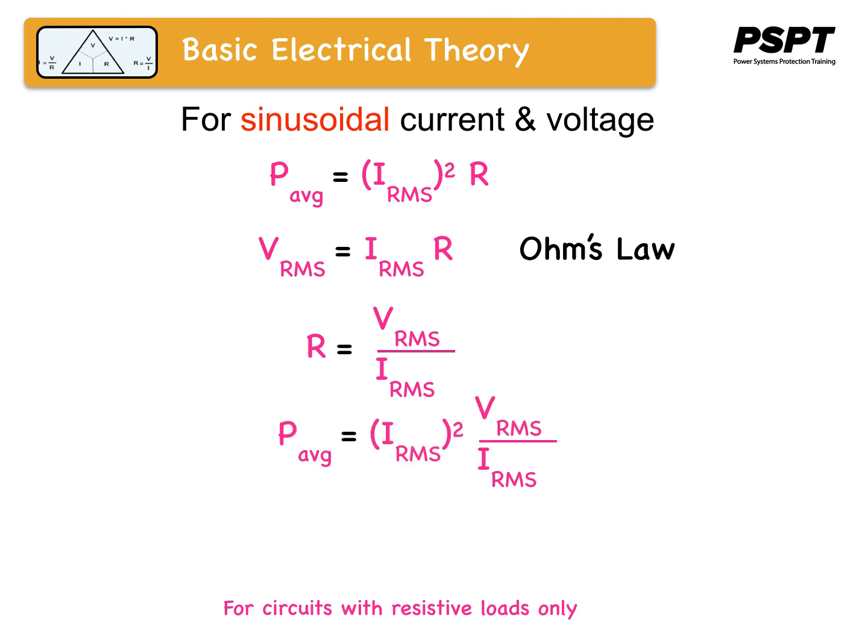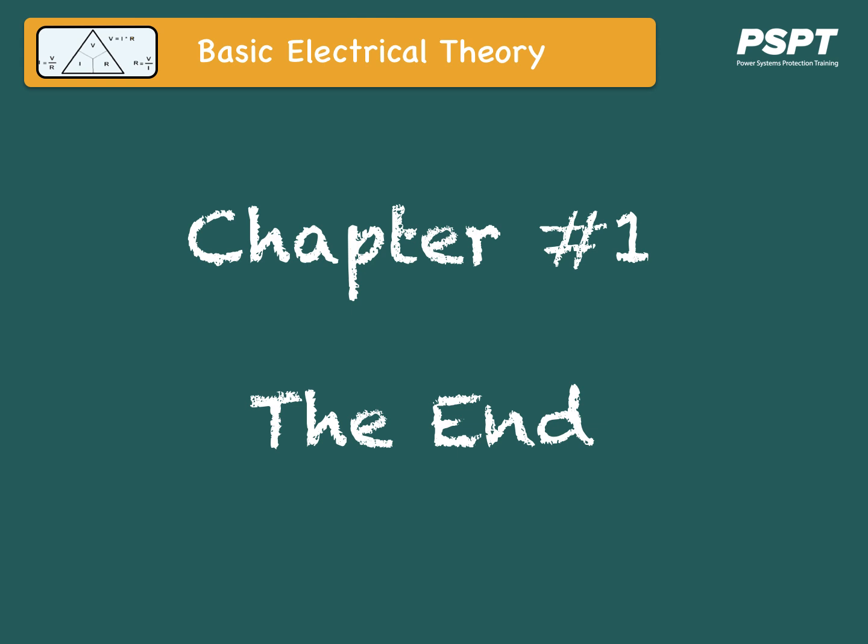So the P average, if we substitute for R, would give us IRMS squared times VRMS all over IRMS, while the IRMS cancels out one of the squared values, and that leaves us just with the average value in a resistance circuit for the power is the RMS current times the RMS voltage. And remember, this is for resistive loads only. And that brings us to the end of Chapter 1.